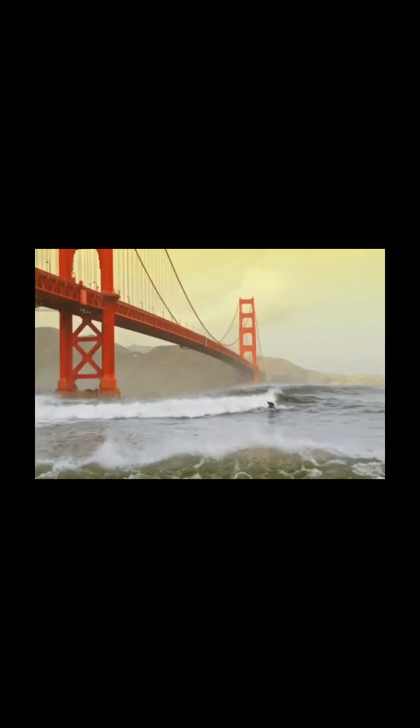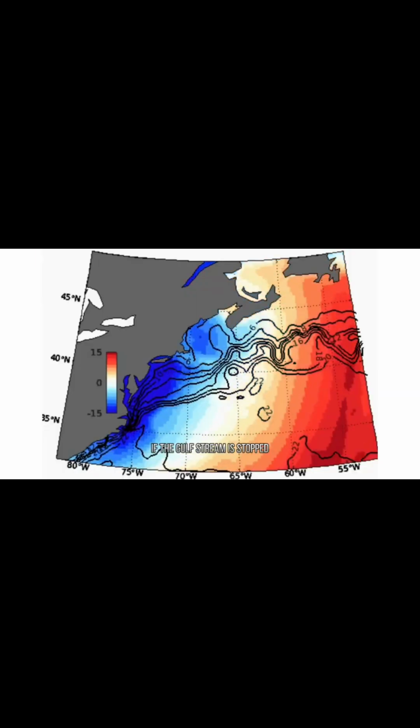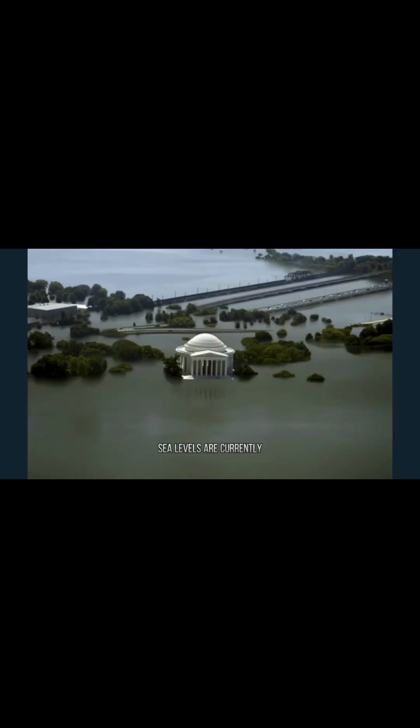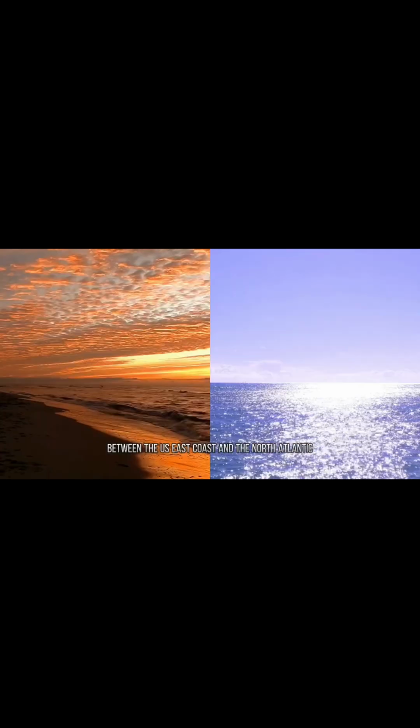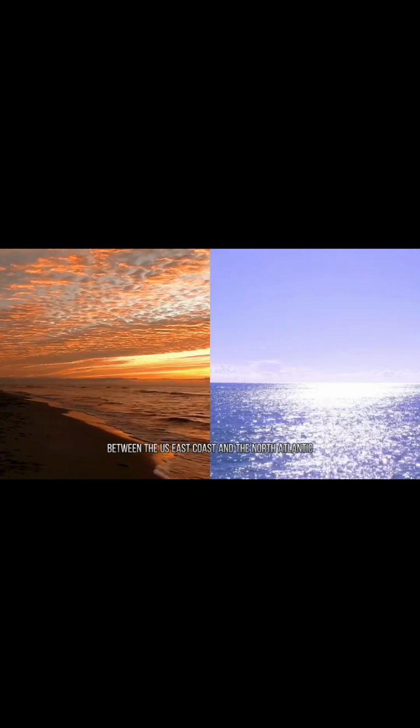Sea levels in the United States will rise by an inch every 8 years if the Gulf Stream is stopped. Sea levels are currently lower on the east coast of the United States because sea levels are higher in the waters east of the Gulf Stream, which are warmer and closer to Europe. Sea levels will increase to the west of the Gulf Stream between the U.S. East Coast and the North Atlantic if the Gulf Stream is diminished, because this will cause the temperature gap between the two seas to narrow.